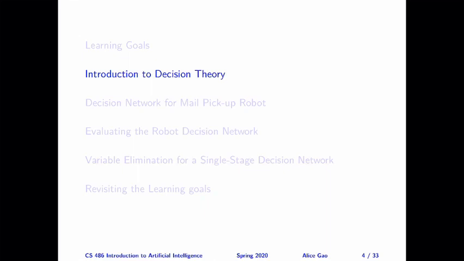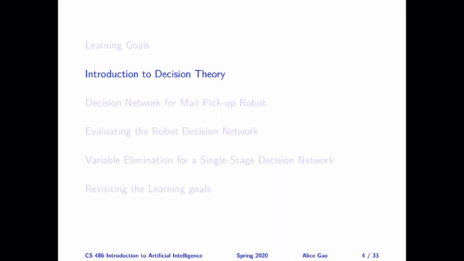In the past few weeks, I focused on talking about reasoning in an uncertain world. Starting with a short review of probability, I moved on to introduce Bayesian networks, which is the main tool we can use to model uncertainty. After that, I talked about performing inference in the Bayesian network using the variable elimination algorithm.